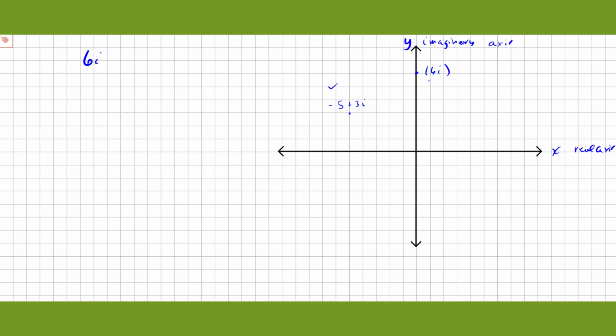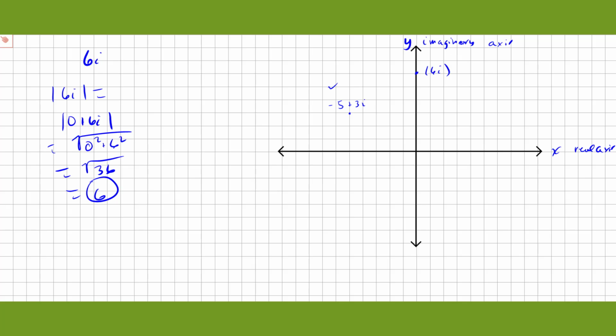That's it. Now, if I want to get the absolute value of 6i, I've got the absolute value of 6i equals 0 plus 6i, right? Equals the square root of 0 squared plus 6 squared, equals the square root of 36, equals 6. So there we go. Got the absolute value and I got the graph.